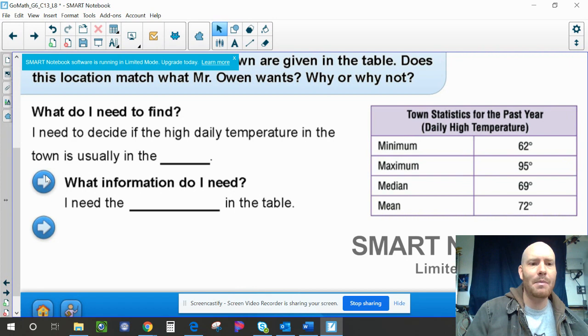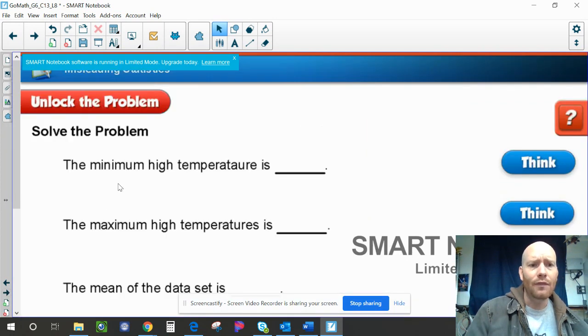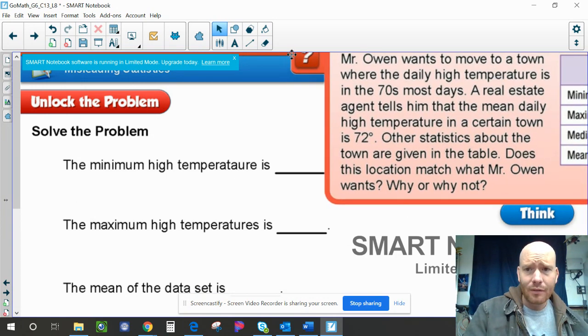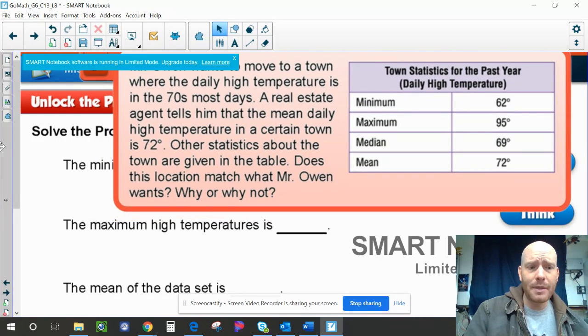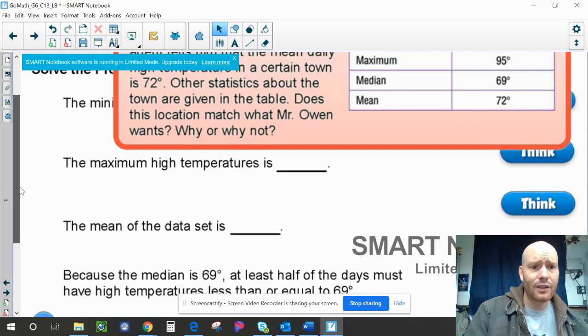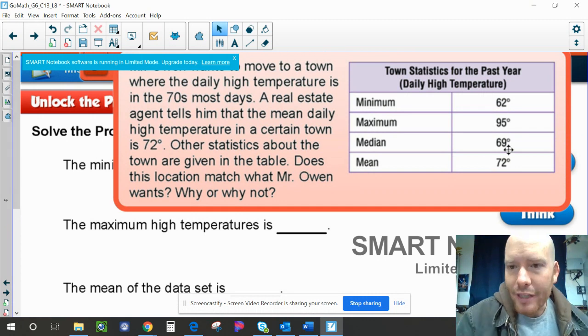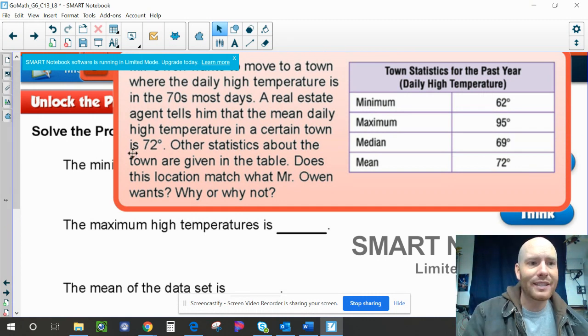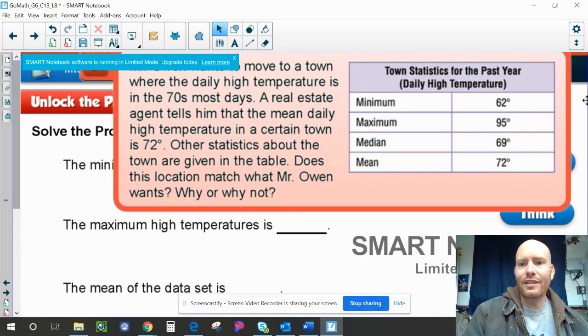So these might be false statistics. The minimum high temperature, we already talked about that. Minimum high, 62, and so forth. The mean is 72. We can see that the median right here is 69 degrees. Since the median is already 69 degrees, because the table tells us this, we don't have to do any math. That's colder than 70 degrees. He wants something 70 degrees.